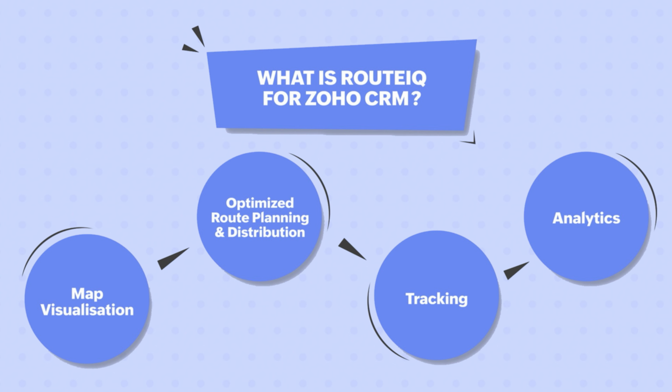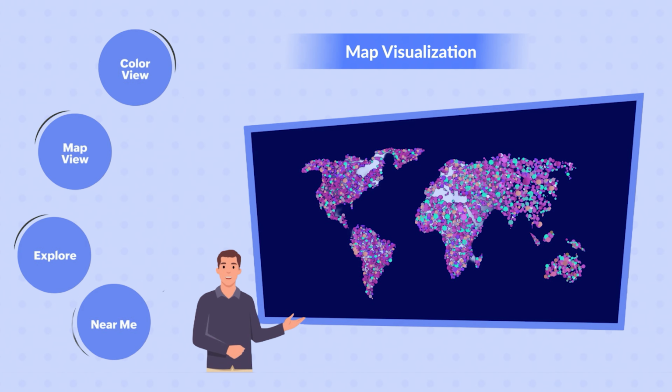So, what exactly is RouteIQ for Zoho CRM? Imagine this. You're looking at your Zoho CRM data on a live map, planning perfect routes in seconds, and tracking your team in real time. That is RouteIQ. It's an extension from Zoho Marketplace, which works with Zoho CRM only at the moment. And it can be any edition of Zoho CRM as well. By the end of the session, I'll also show you how to set up and configure RouteIQ within your Zoho CRM. Let's begin with the map visualization part.